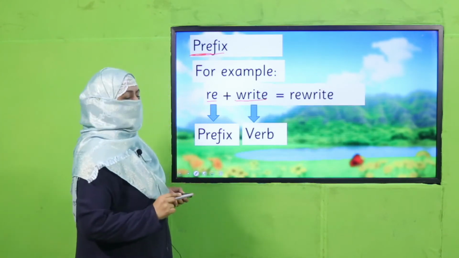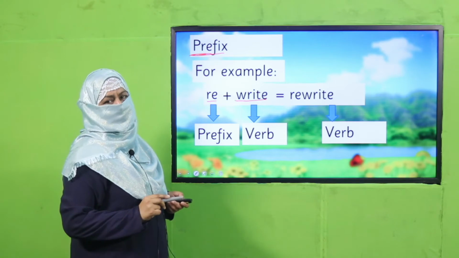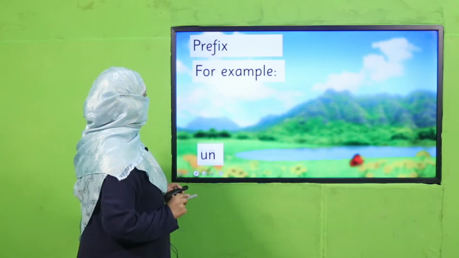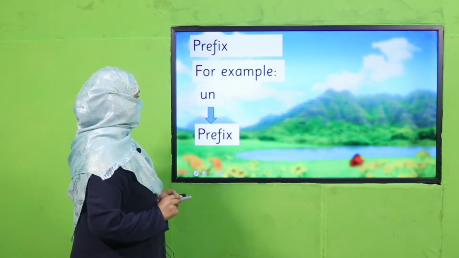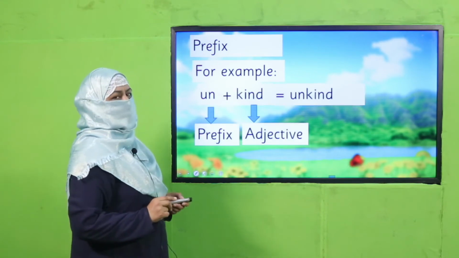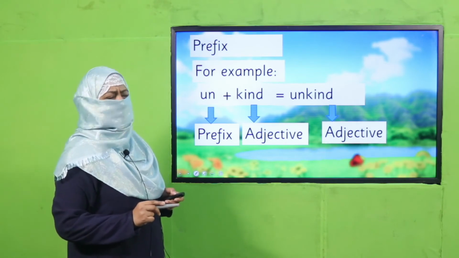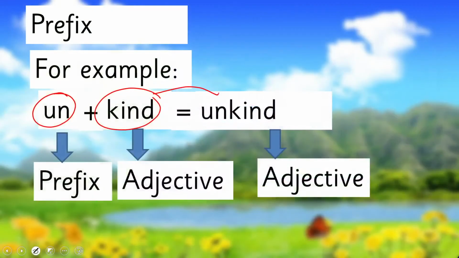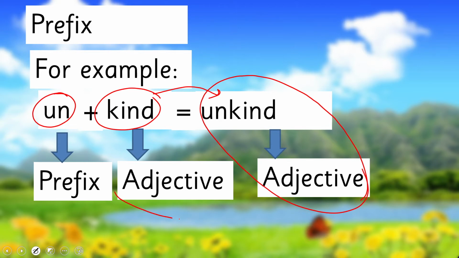And the new word I got is rewrite, and it's also a verb. Write or rewrite. The next example is un. It's a prefix. Kind. It's an adjective. Unkind. It's another adjective. But you see, just by adding these two letters, a person goes from kind to unkind. That's fun. You see? And this unkind is also opposite to kind. It's also an adjective.